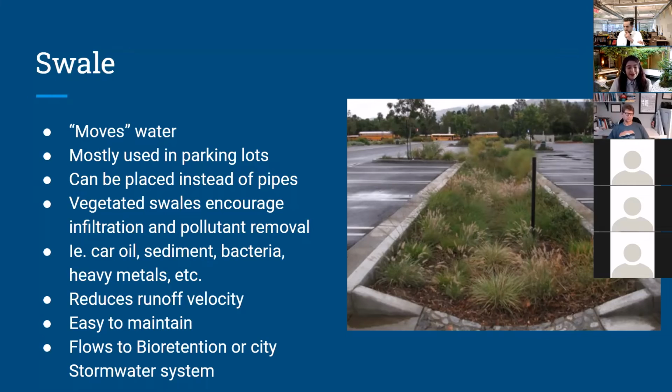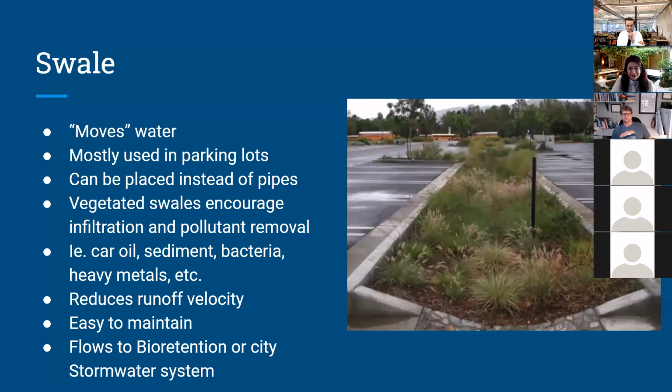The vegetation in these locations also helps with the infiltration and removal of pollutants such as car oil, sediments, bacteria, heavy metal. And as it moves water from one side to the other, it moves all this stormwater from the parking lot into the stormwater system or into a bioretention, which will help even more to remove the pollutants from the water. It reduces the runoff velocity, so the water is not discharged that fast.